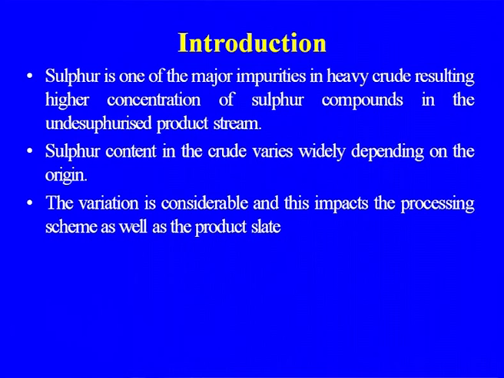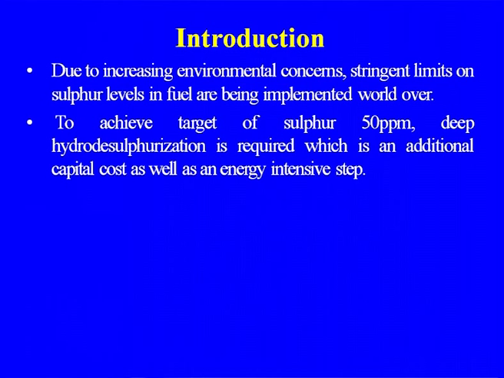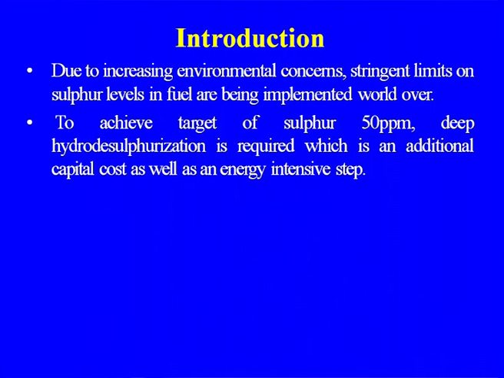Due to increasing environmental concern, stringent limits on sulphur levels in fuel are being implemented. There has been continuous reduction in the SO2 emission as per the Euro norms, that is Euro 1, Euro 2, Euro 3 and Euro 4, and now to achieve 50 ppm is a big challenge for the refinery. To achieve the sulphur target of 50 ppm, deep desulphurization, hydrodesulphurization is required, which is an additional capital cost, always an energy intensive step, and sometimes there is also a loss of hydrocarbon.